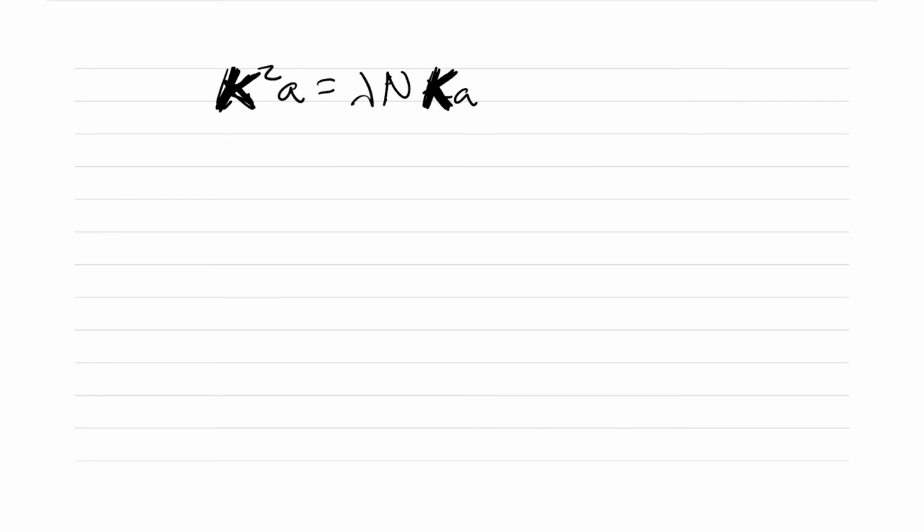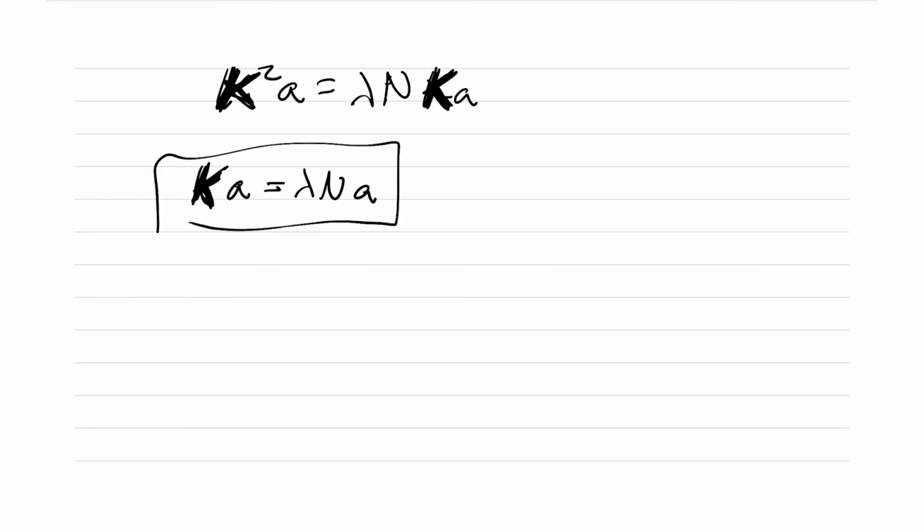Yes, there's blackboard bold, but that's not nearly as fun. Okay, so I said K is positive definite, which means it's invertible. So I can go ahead and cancel it from both sides, and what I end up with is K times a is equal to lambda N times a.